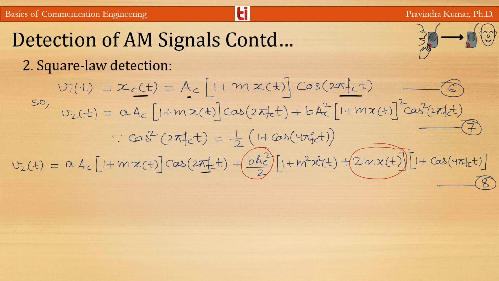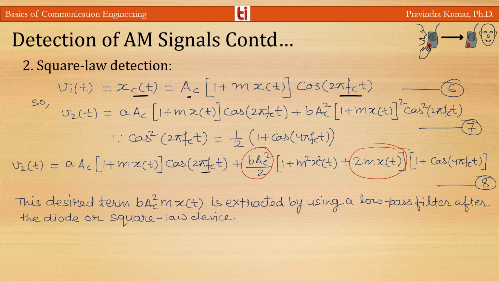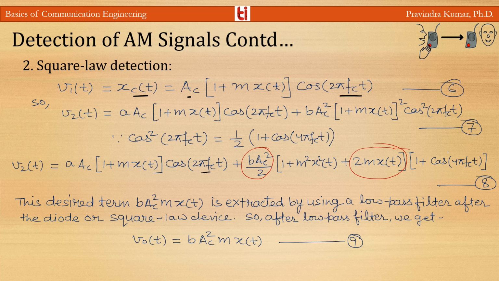And that's why the name of this detector is the square law device, or square law detector. This desired term is extracted by using a low pass filter after the diode or square law device. The cutoff frequency of the low pass filter is f_m hertz. So V_out(t), the output from the low pass filter, will be b A_c² m x(t). And the DC component, b A_c²/2, will be blocked using a capacitor. And in this equation we can see that we have recovered the message signal x(t) at the output of the detector.